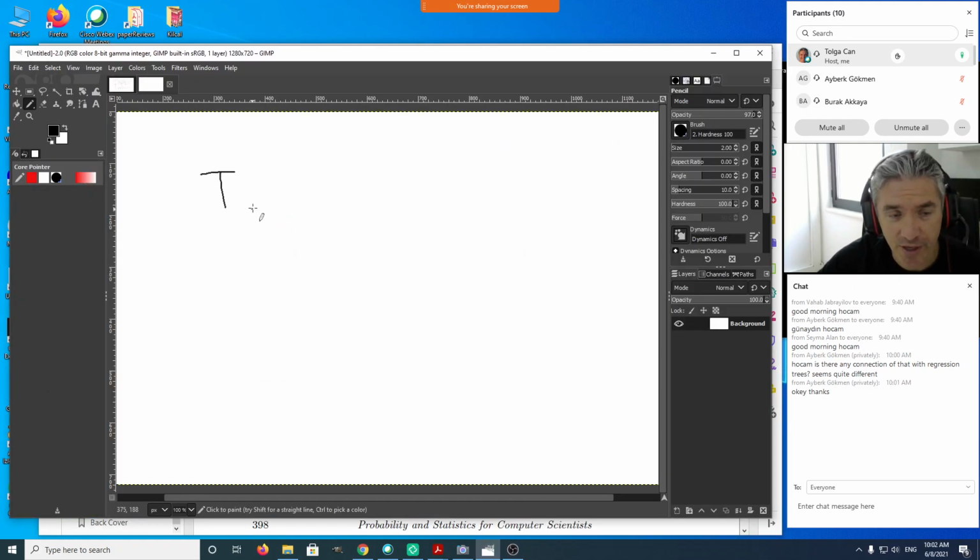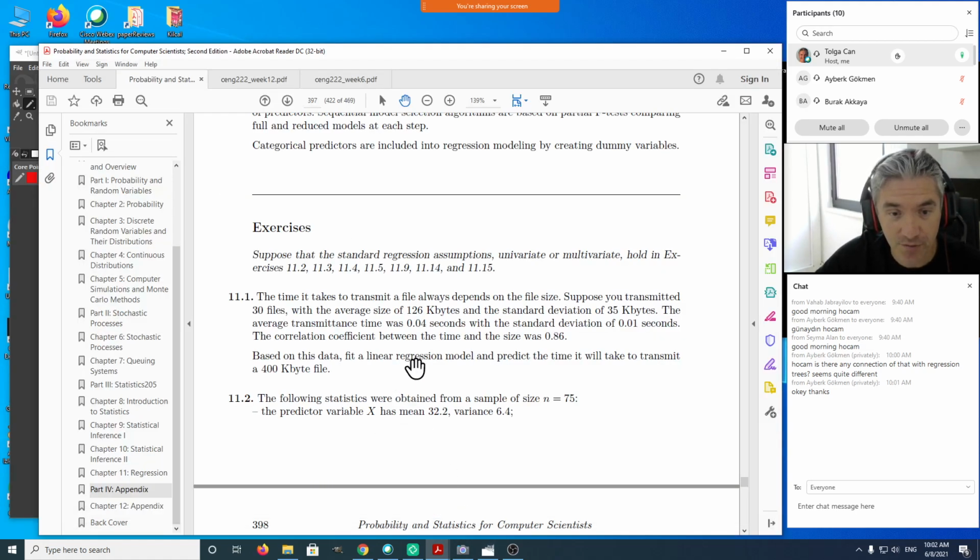The transfer time is equal to beta 1 file size plus beta 0. As you can see, the time to transmit a file is related to the size of the file, and we are going to have a linear model to represent this relationship between size and time to transmit. And our goal will be to find beta 1 and beta 0, B1 and B0, from this sample.